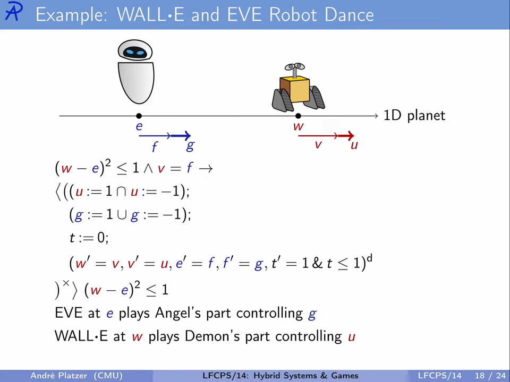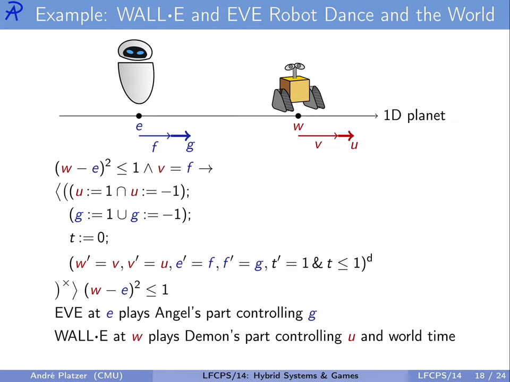But then, of course, Angel can choose a copy strategy that says whenever Wally accelerated, she will do too, and whenever Wally decelerated, she will do too. That means they'll stay close together if they started close together.